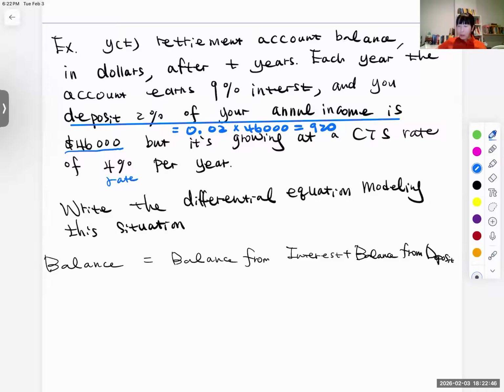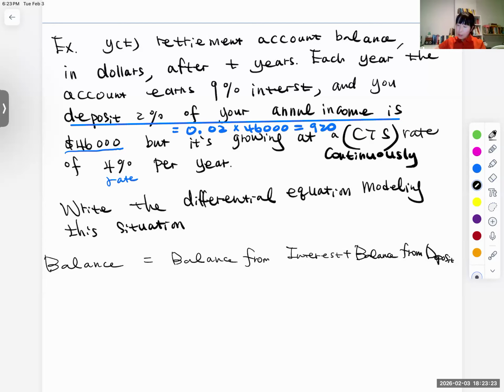All right, but let me read the last sentence. They say that it's growing continuously. So if you don't know, let me write down: this is a continuous rate of 4% per year. Okay. Right? Differential equation.